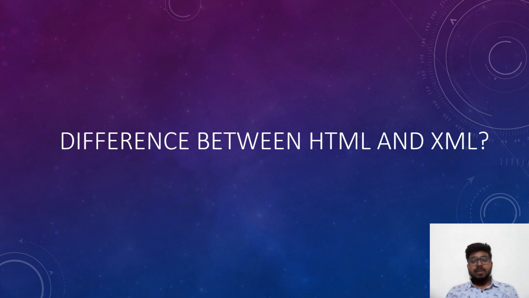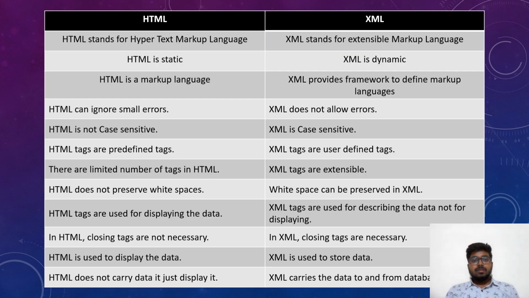Difference between HTML and XML. HTML stands for Hypertext Markup Language, whereas XML stands for Extensible Markup Language. HTML is static, XML is dynamic. HTML is a markup language. XML provides a framework to define markup languages. XML does not allow errors, whereas HTML can ignore small errors. HTML is not case sensitive, whereas XML is case sensitive.